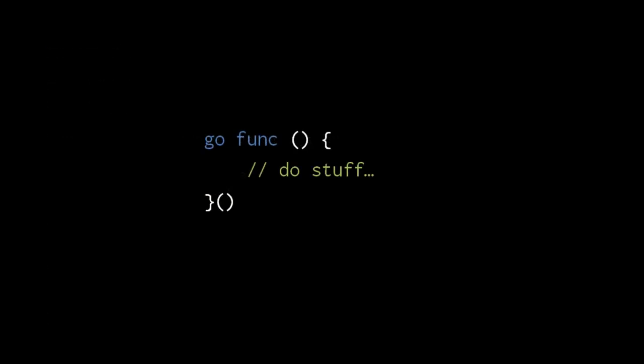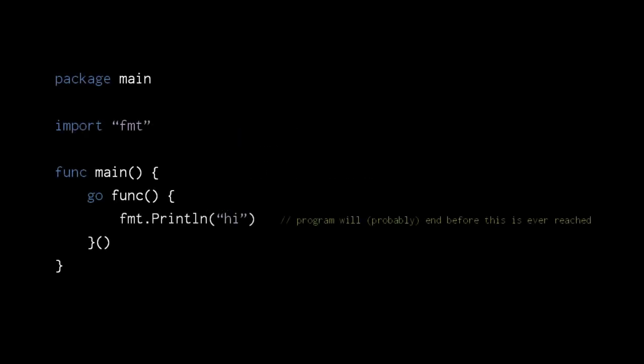A common pattern with Go statements is to use an anonymous function which gets immediately called. Effectively, whatever business we put in the anonymous function gets executed in a new separate goroutine. When the main thread of a program finishes execution, the program ends regardless if any other goroutines are still running.